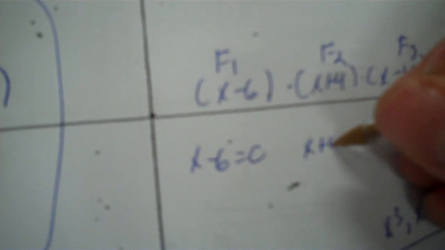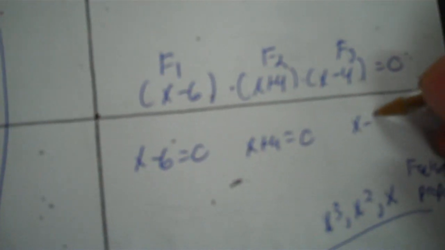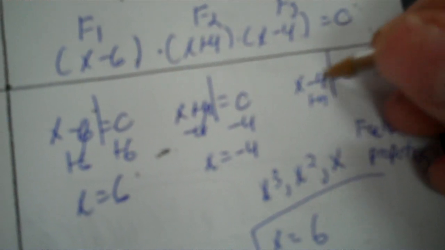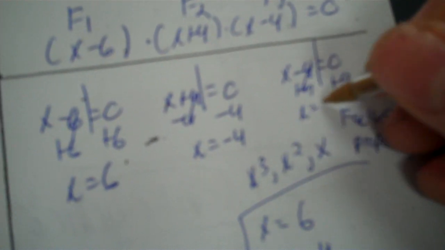So F1, F2, F3. So x minus 6 could equal 0, x plus 4 could equal 0, x minus 4 could equal 0. So we add 6 and we get 6. We subtract 4 and we get negative 4. And we add 4 and x equals 4.